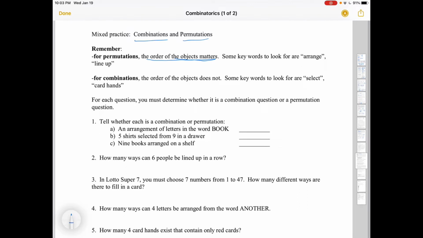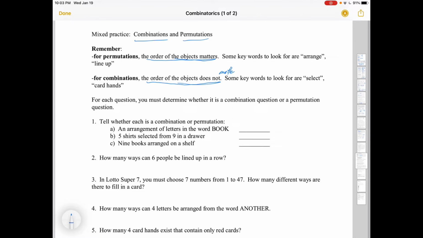For combinations, the order of the objects does not matter, it should say. Some key words to look for are things like select or card hands, though it's not a 100% guarantee. You have to make the determination of whether the situation calls for order mattering or not. So for each question, you need to determine whether it's a combination question or a permutation question.